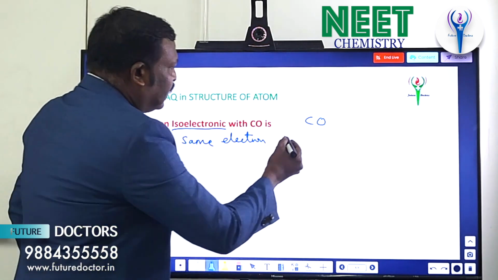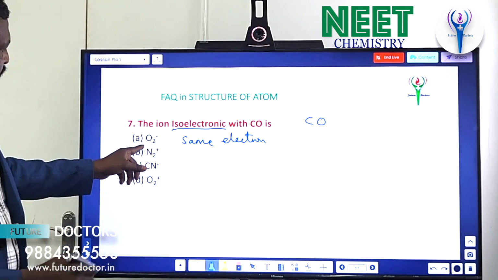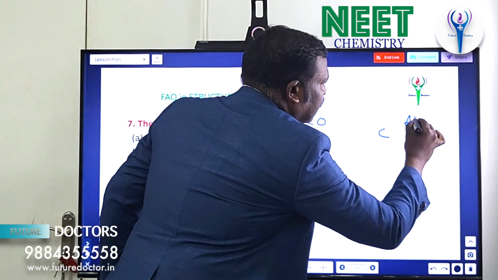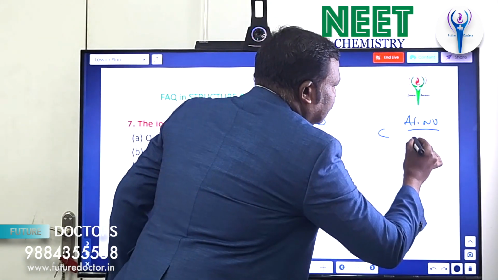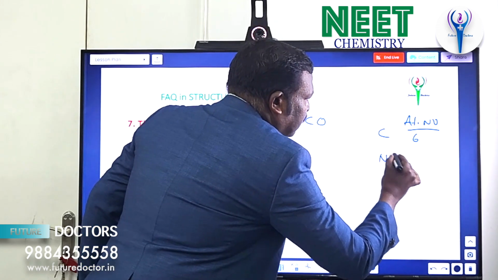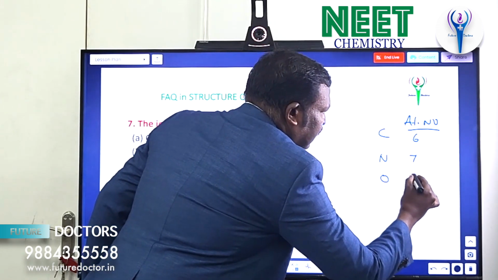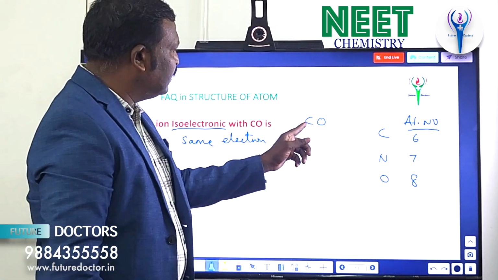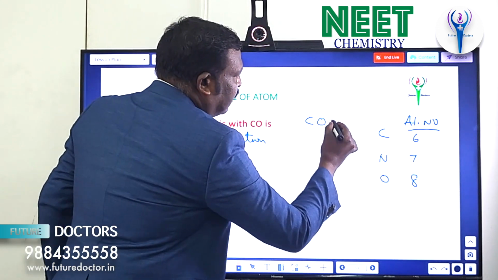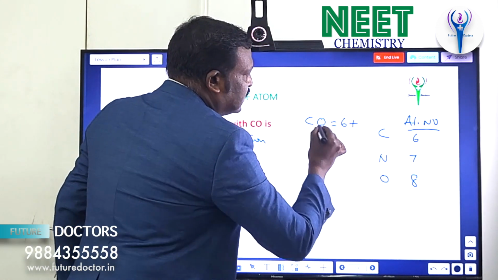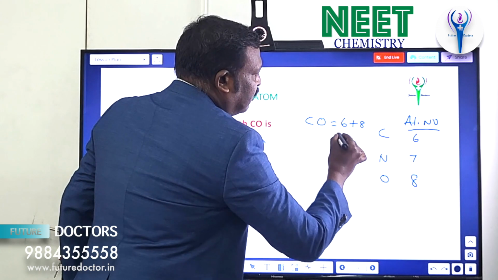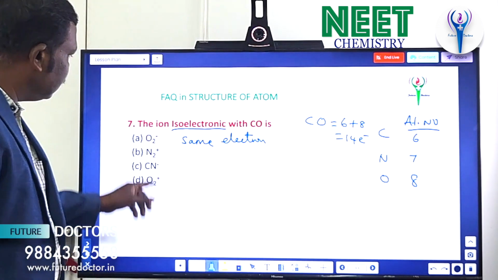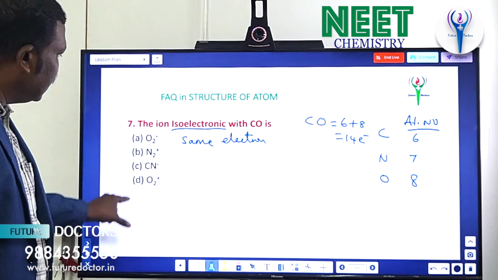Okay. See, now one of the elements is given, so I chart out the atomic number. Carbon atomic number 6. Nitrogen atomic number 7. Oxygen atomic number 8. Understood? Okay. Now see, isoelectronic means, carbon is what? 6. Oxygen is what? 8. So totally how many? We have 14 electrons in CO. Likewise, we have to find out which species has 14 electrons.